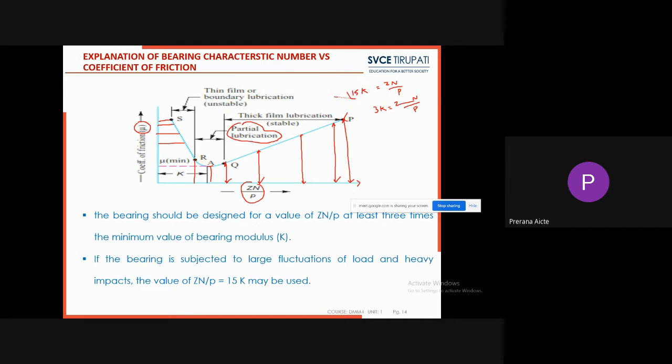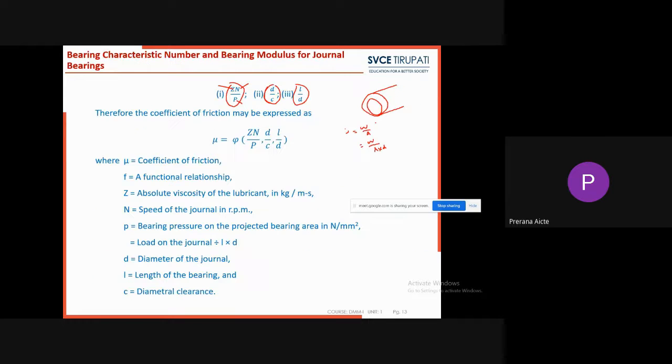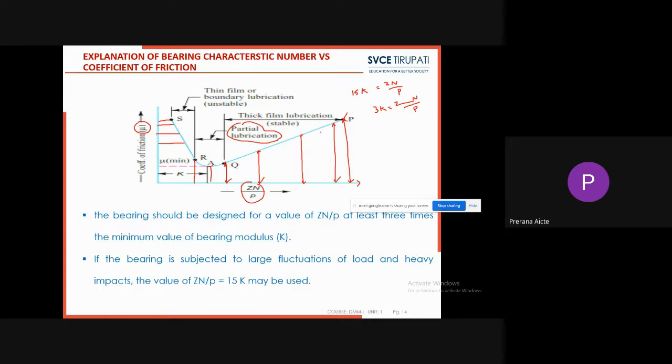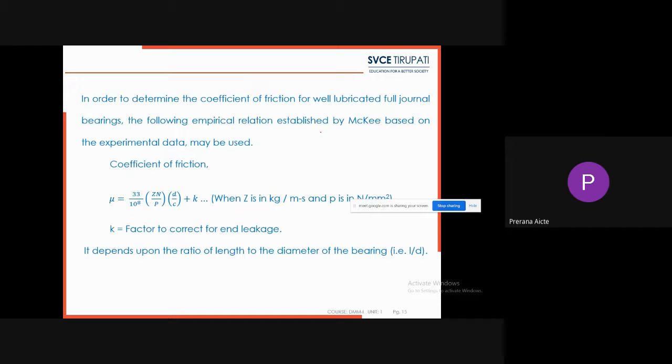Sometimes they will give the bearing number, ZN by P value, or they will give the viscosity, speed and pressure values. We have to calculate the bearing modulus. At that time, we assume the amount of friction. If it is minimum or maximum, we use these two relations to find the bearing modulus. That is this slide. It is very important. The previous slide covered how to calculate the bearing number, D by C ratio and L by D ratio, and the coefficient of friction as a function of these. This one covers how to calculate the bearing modulus for the maximum and minimum values. And next, how to calculate the coefficient of friction.